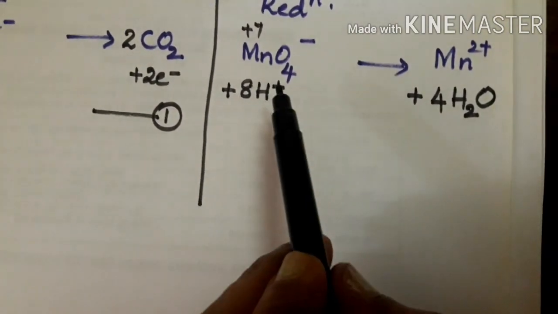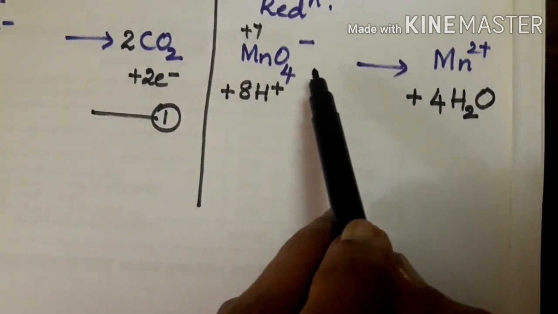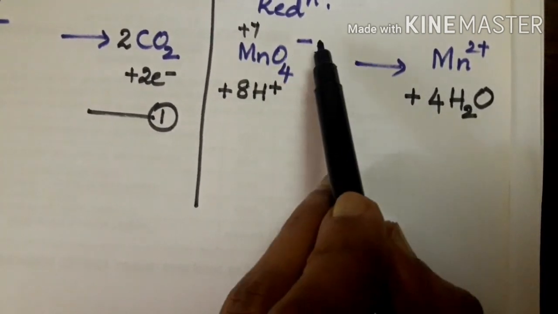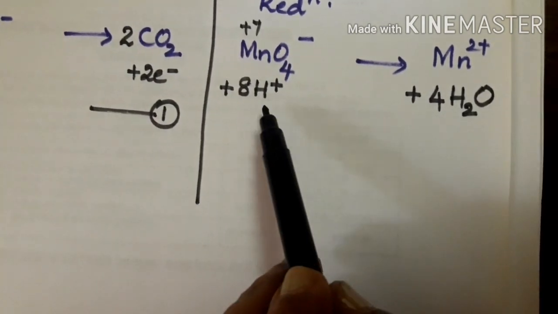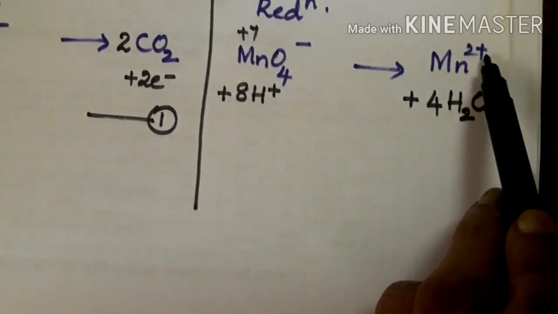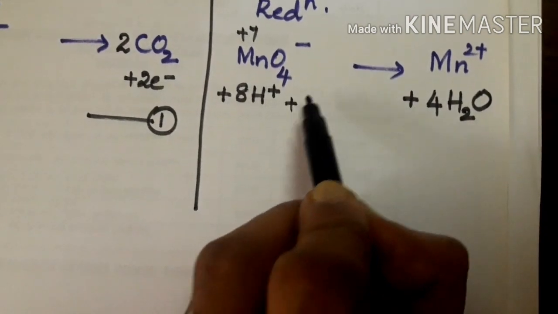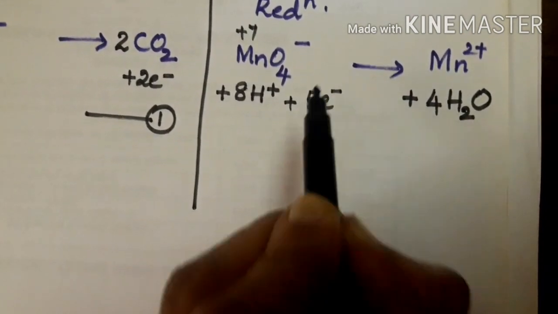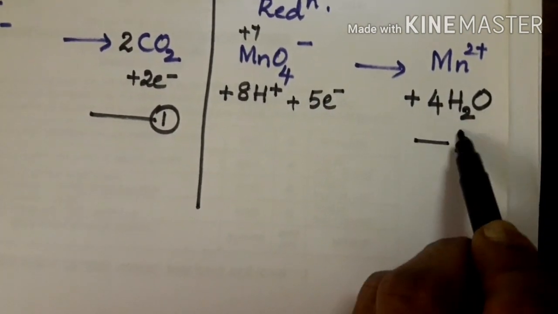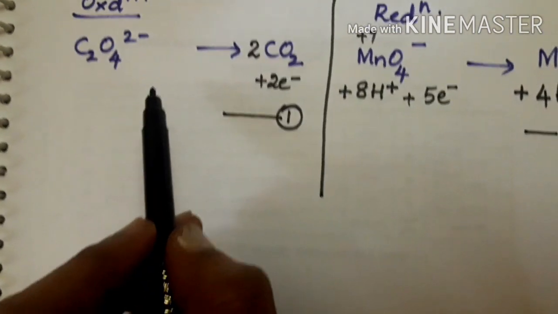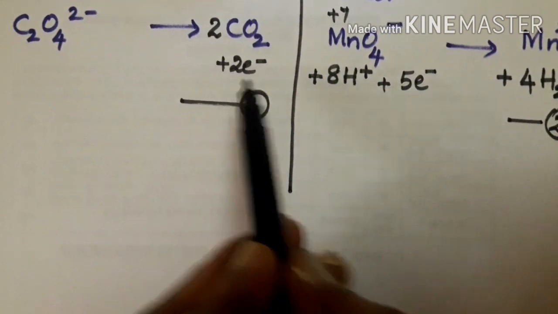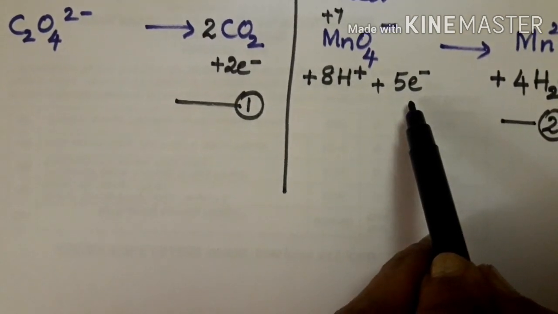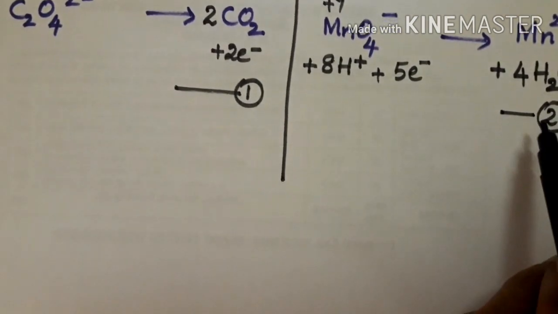Now, coming to the charge. What is the charge here? MnO4 minus plus 8H plus, total plus 7. Here, what is the charge? Plus 2. So that means 5 electrons are to be added. So this is your balanced equation. We have learned that the electrons lost in the oxidation part must be gained by the other part. So it has to be equalized.